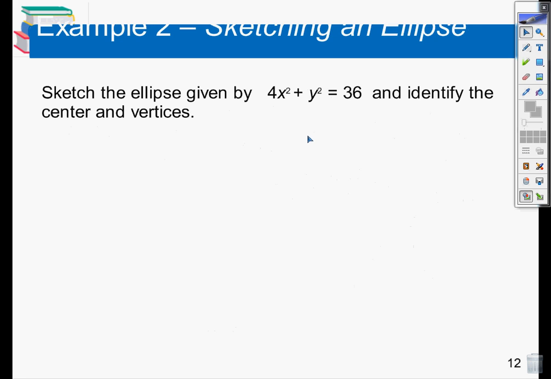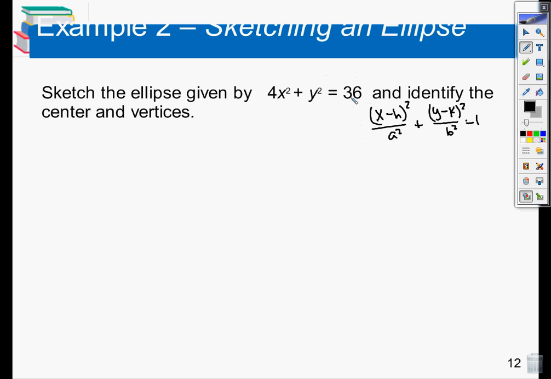Now with example 2, what we're doing is sketching an ellipse based upon a specific equation. And of course, just like circles and parabolas, we have not been given the equation in a way where we can pull the information out of it nicely. So we're given it as 4x squared plus y squared equals 36. What I really want is it to be in that form where it says x minus h squared over a squared, or maybe b squared, plus y minus k squared over b squared, or maybe a squared, equals 1. So how can I make that happen in this case?